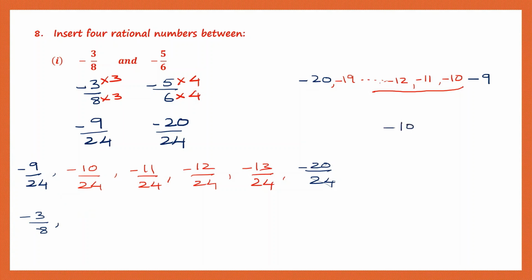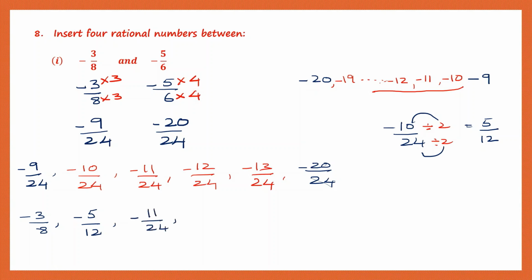Minus 10 by 24 can be reduced to the lowest term. So we can divide both these by 2. So let's divide both by 2 and see what we get. Now 2 5s are 10. So the numerator is 5. And 2 12s are 24. So 5 by 12. So that will be minus 5 by 12. And the next one is minus 11 by 24.